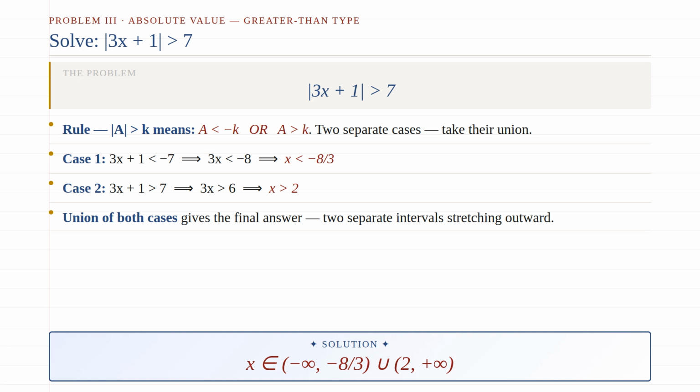The greater than type works differently. When the absolute value of a is greater than k, we get two separate cases. Case 1, 3x plus 1 is less than -7, giving x less than -8/3. Case 2, 3x plus 1 is greater than 7, giving x greater than 2. The union of both cases gives the final answer, two separate intervals stretching outward.